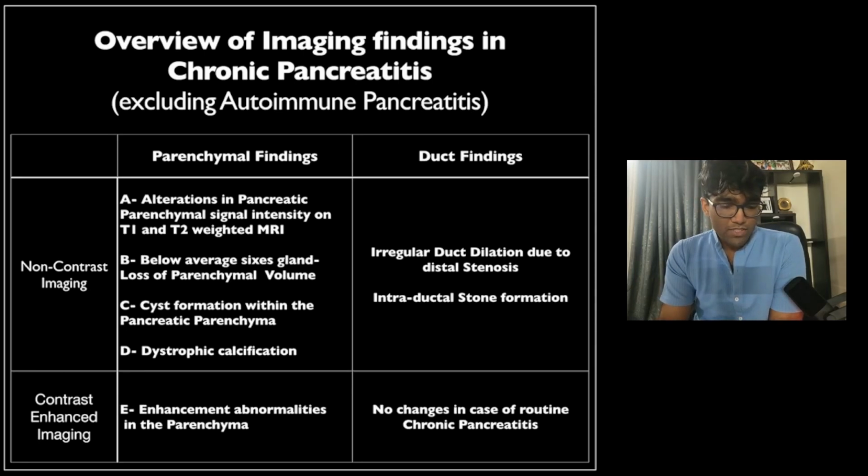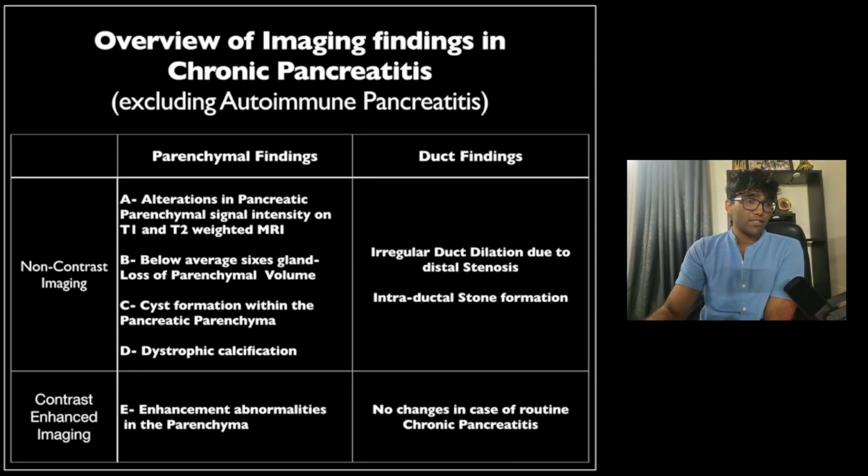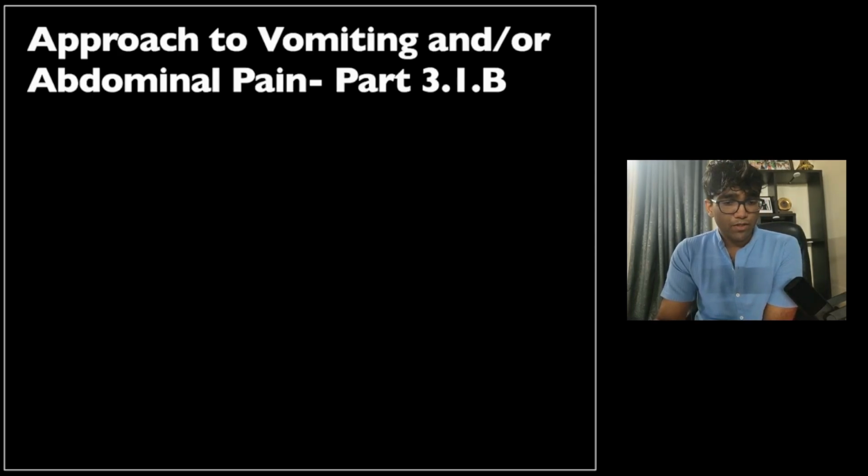Now, on contrast enhanced imaging, there was a notable enhancement abnormality within the parenchyma of the pancreas, and otherwise in the duct there were no changes. So I'm going to elaborate on these changes and show you the actual radiological imaging and how to interpret them. So getting right into it, approach to vomiting and abdominal pain, part 3.1b.